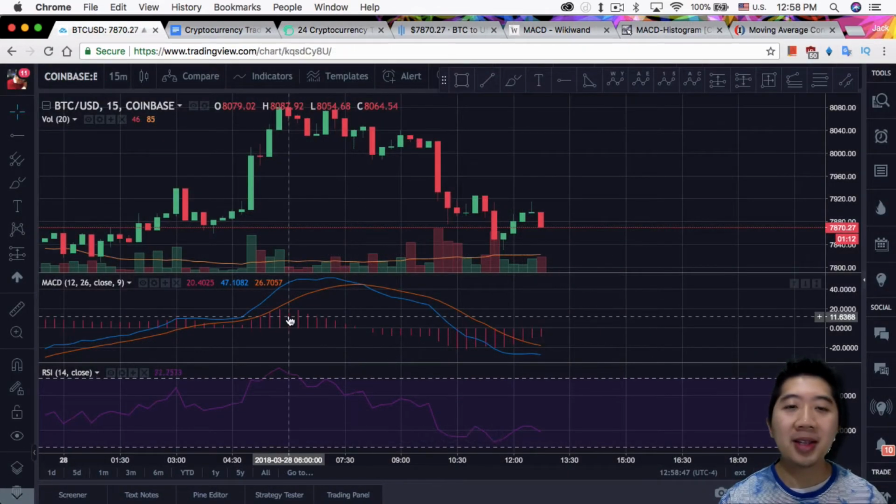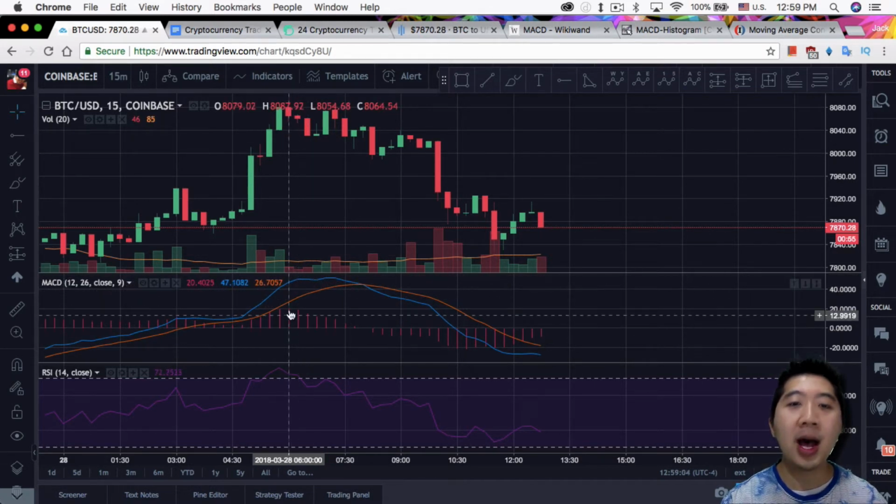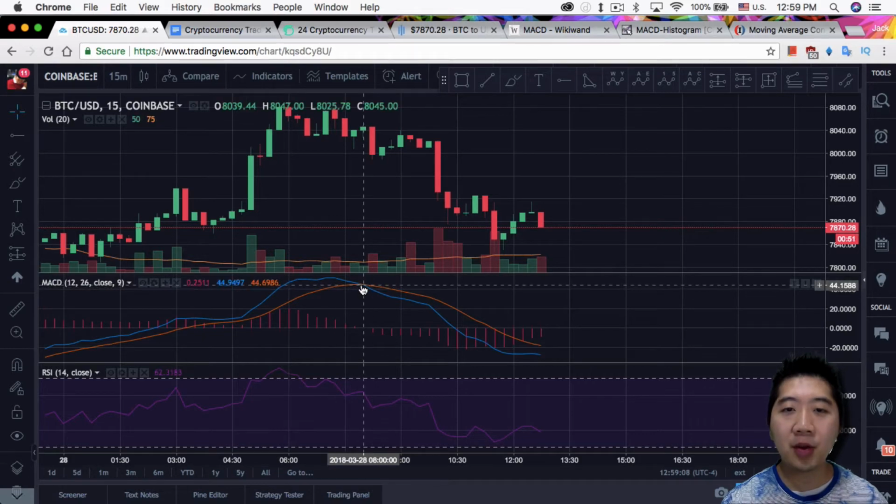So as I was talking about, the histogram really is just the distance between the MACD and the signal line. So the farther away they are, the higher the histogram. And you can see that when they cross, that's when it is at 0.